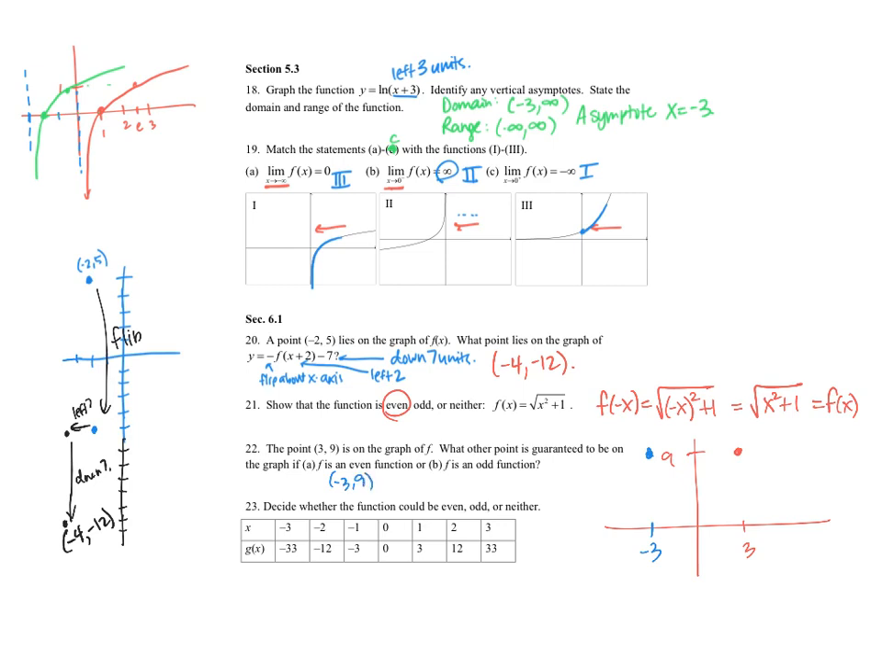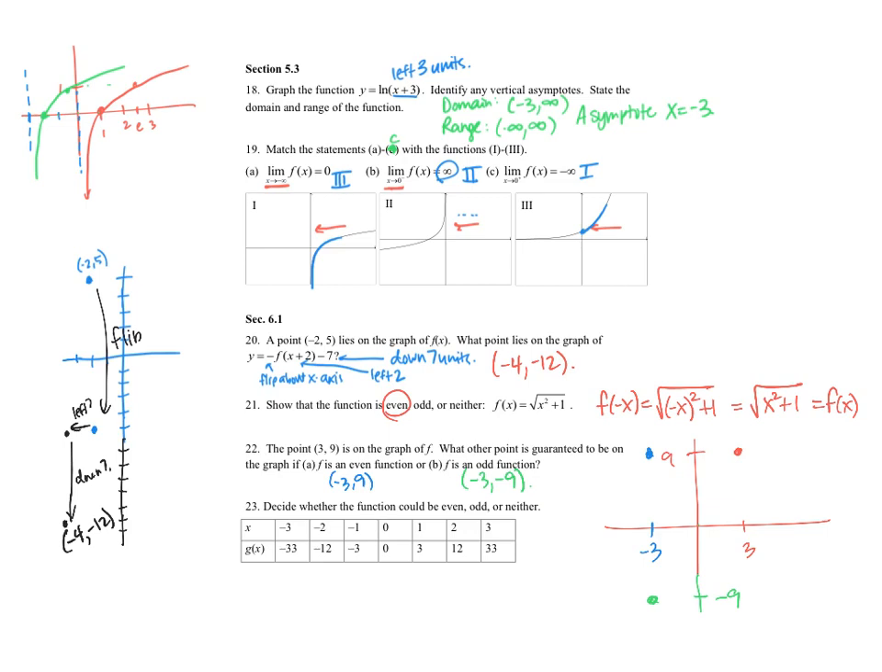And if it's odd, then that means negative x, negative y is on the graph. So that's down here. So this point would be on it if it were odd, because it's symmetric about the origin. So that's negative 3, negative 9.